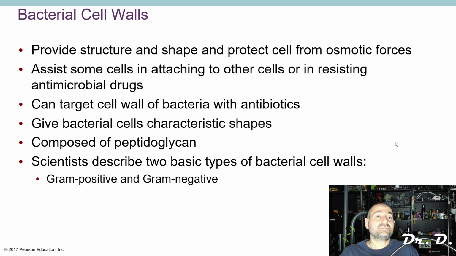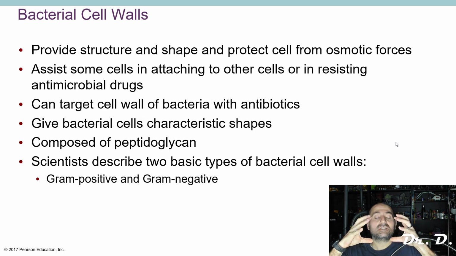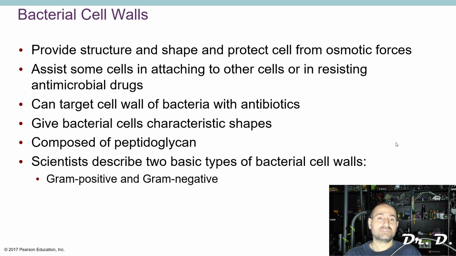Now, why do bacteria have cell walls? Well, it's a protective structure. It prevents the cell from rupturing due to osmotic forces. Let's say water rushes into the cell and that causes the cell to swell. That can cause lysis of the cell. The cell can break apart. So bacteria require cell walls, or at least most do, because remember, not all bacteria have a cell wall. Bacteria need a cell wall to provide structure, shape, and to protect from osmotic forces.